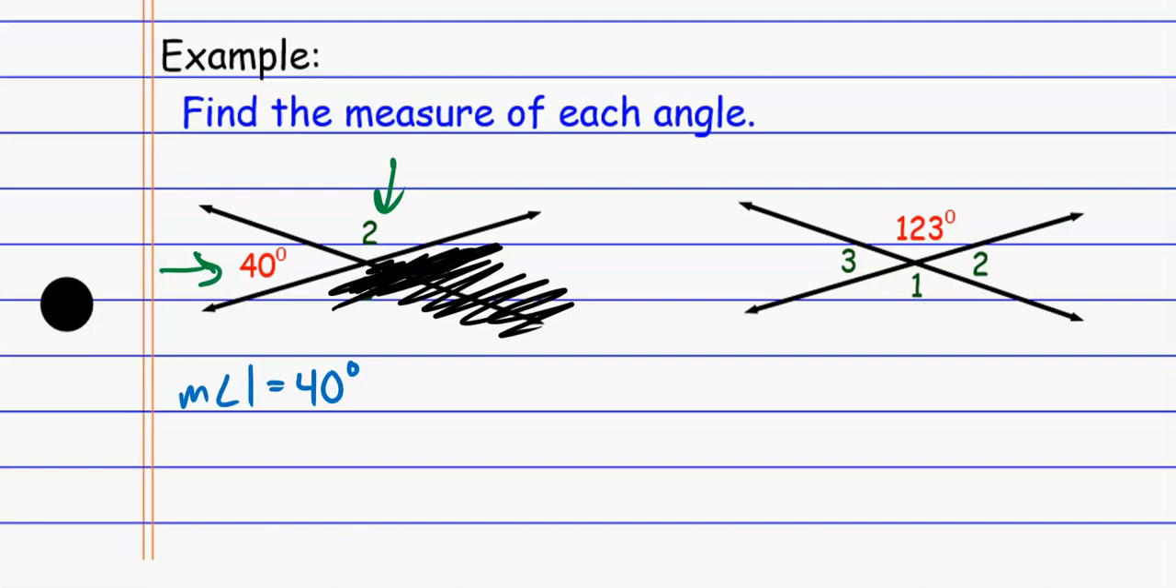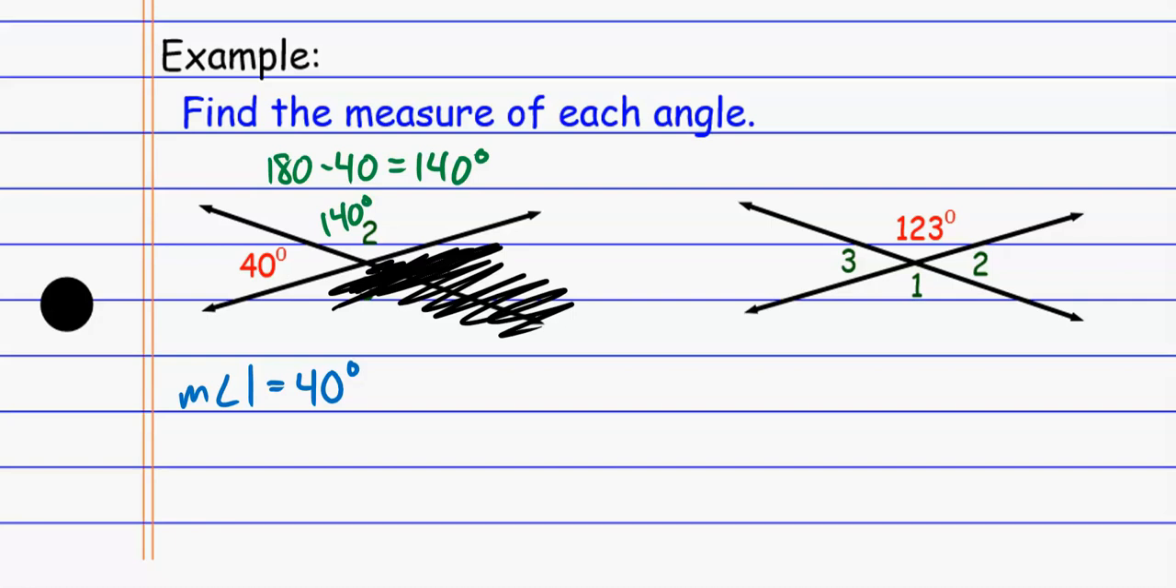We call this a linear pair, as we've talked about. So this is a linear pair. They add up to 180 degrees, which means if I want to find angle 2, all I have to do is say this has got to be 180 minus the 40. That's 140 degrees. So angle 2 is 140 degrees.